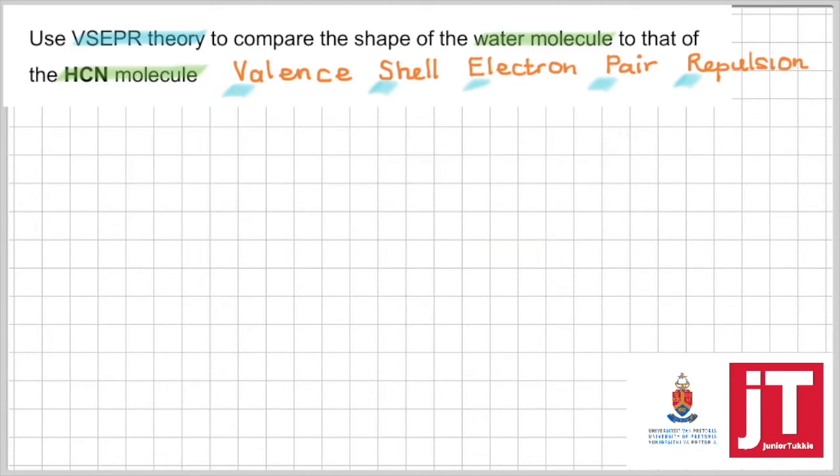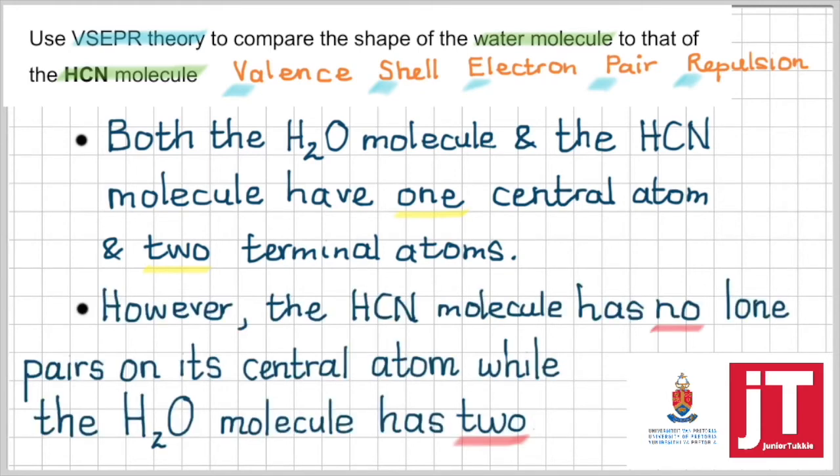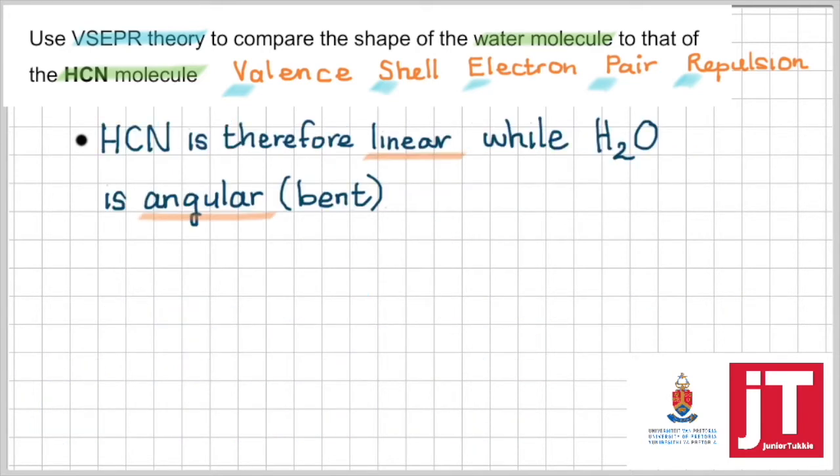We can now answer this question in words. We say, both the water molecule and the hydrogen cyanide molecule have 1 central atom and 2 terminal atoms. However, the hydrogen cyanide molecule has no lone pairs on its central atom, while the water molecule has 2. It is because of this that the hydrogen cyanide molecule is linear, while the water molecule is angular, and you can also refer to it as bent.